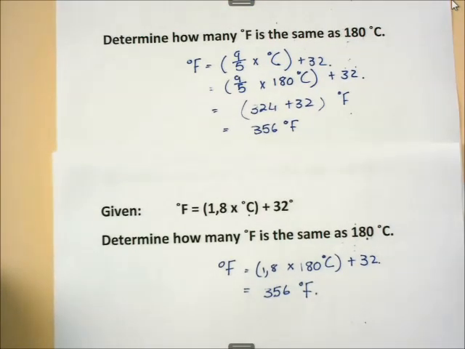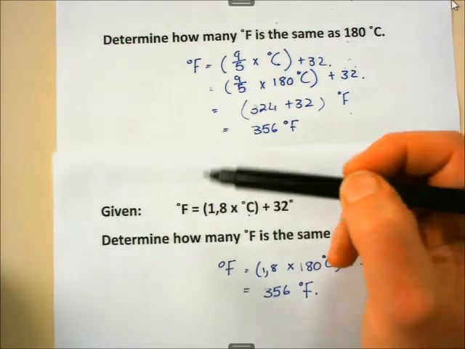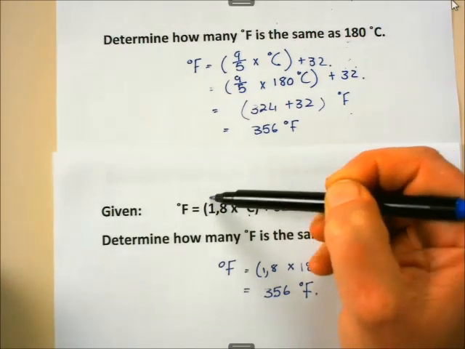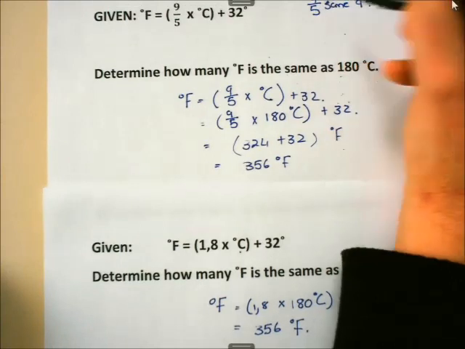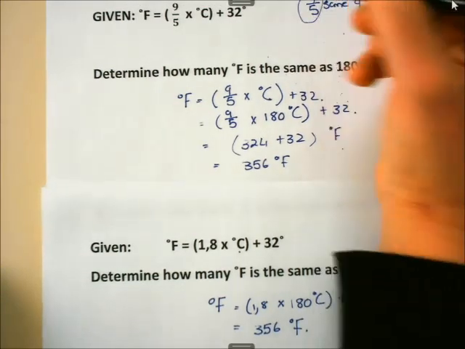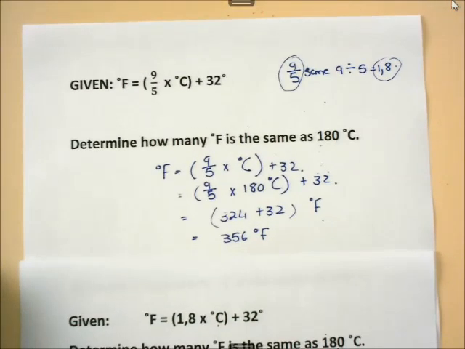Now, if you go and look at the answer that we had previously, you will see that it's exactly the same. So please, if you see 1,8, remember that 1,8 can also be written as 9 over 5.